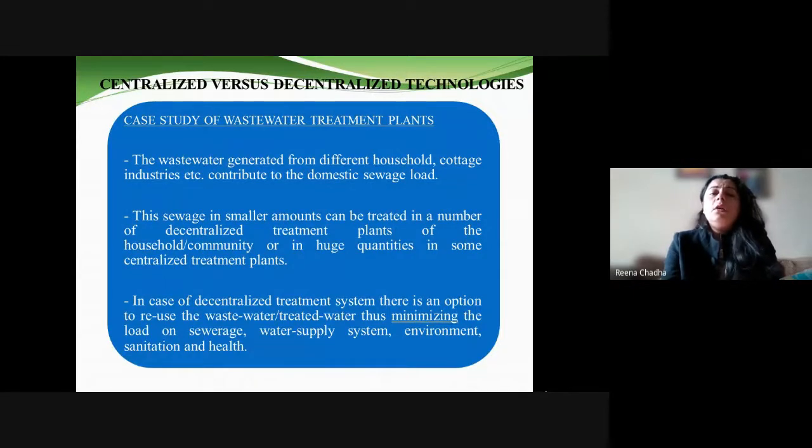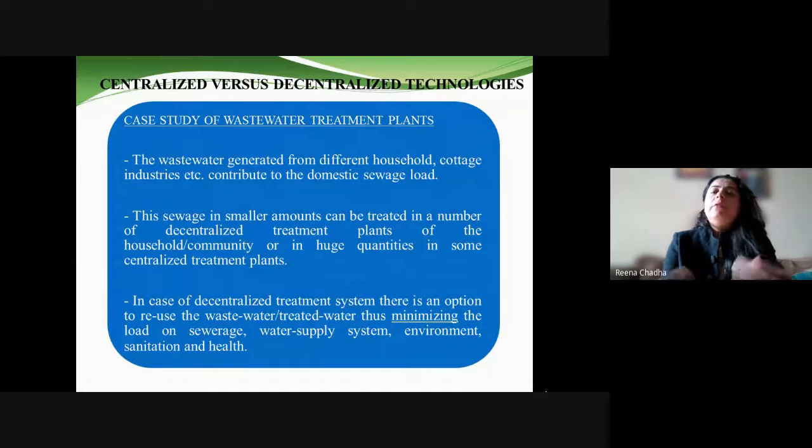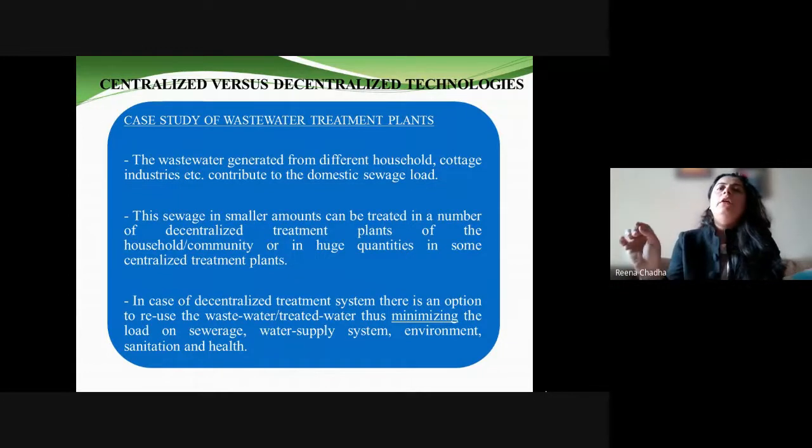But what were the reasons? Because the wastewater generated from different households, cottage industries contributed to the domestic sewage load, and the quality and quantity for which the wastewater technology was designed was not ensured when the wastewater was generated from the whole of the city. Okay, now I designed a treatment plant based on MBBR technology, and I designed for an efficiency like if BOD is 40,000, I will reduce it to 5,000, or as per standards I have to reduce it to less than 30 milligram per liter before discharging it into any stray drain or river.